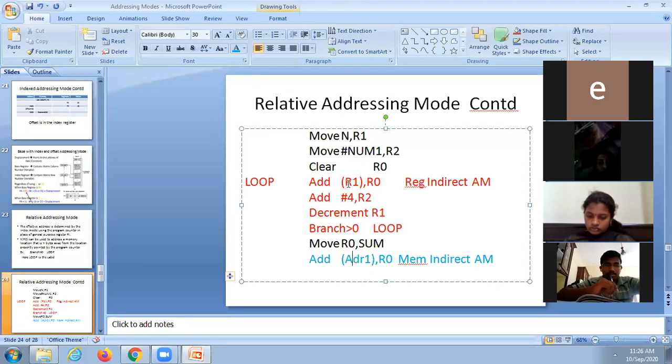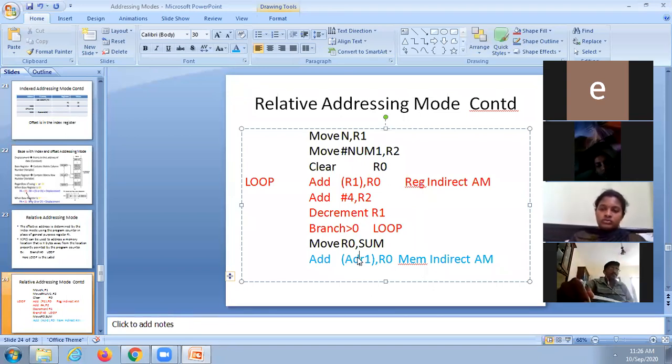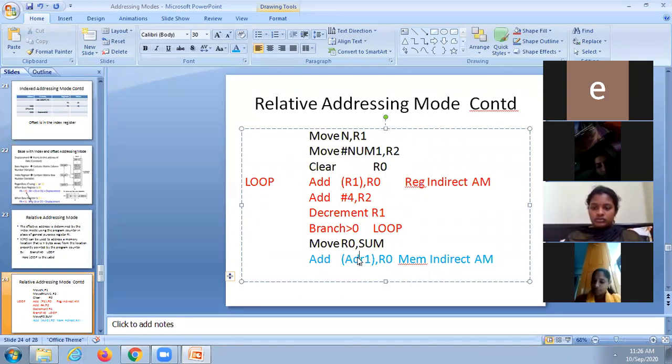Here R1, a CPU register, contains the address of the data. Is it understood? This R1 contains the address of the data. Here address 1 contains the address of the data, whereas R1 is a CPU register and address 1 is a memory address. Is it clear now? Did you get the difference between register indirect and memory indirect? Yes, sir.